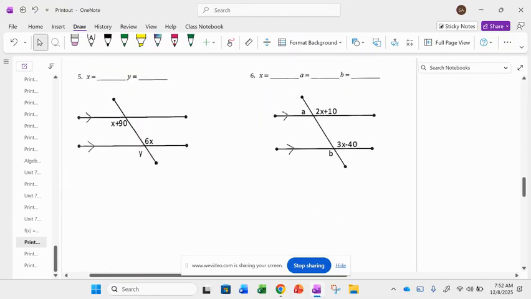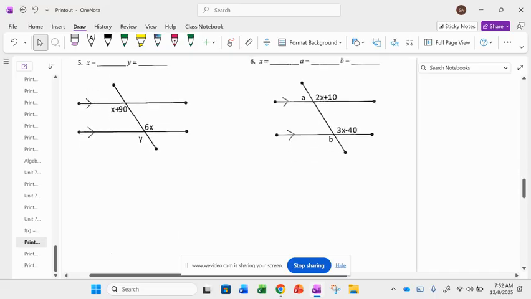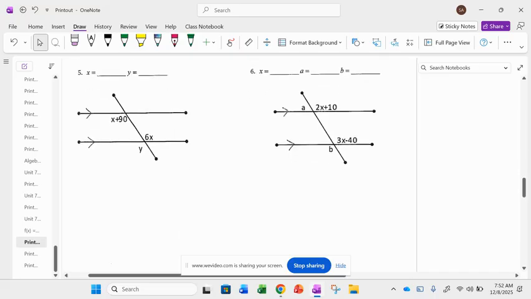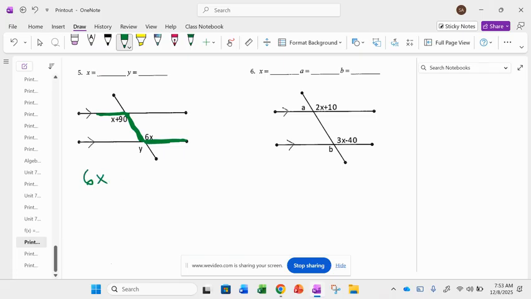All right, number 5. So we want to solve for X, we want to solve for Y. There are no numbers here that I can use. So I'm going to use the 2 expressions that have X in it and see if I can make a connection. And I think I did. What have I just created? What letter here? A Z. And the angles in the Z, are they congruent or do they add up to 180? They're congruent. So I'm going to have 6X is equal to X plus 90.